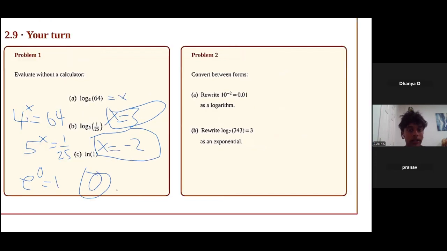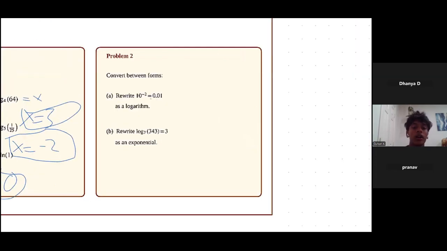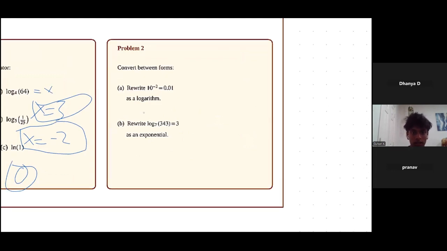Okay, rewrite 10 to the -2 equals 0.01 as a log. Remember our form for logs. It's going to be log, and since 10 is the base, we actually don't have to write the base. We could write it if we wanted to, but there's no harm in not. And then the argument is going to be 0.01 equals -2, which is the exponent. Here, log base 7 of 343 equals 3. As an exponential, it's basically saying 7, which is the base, to the power of the answer, which is 3, equals the argument, which is 343.